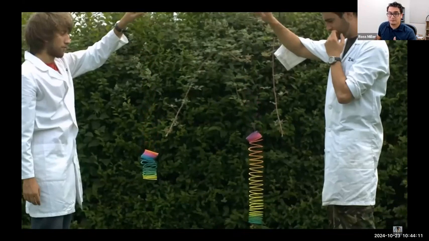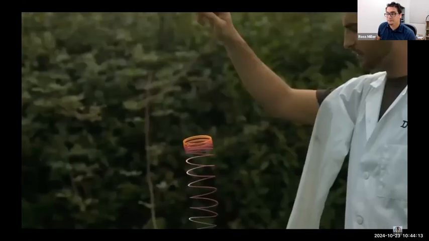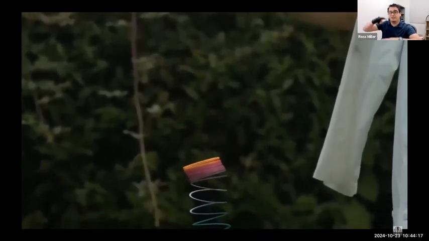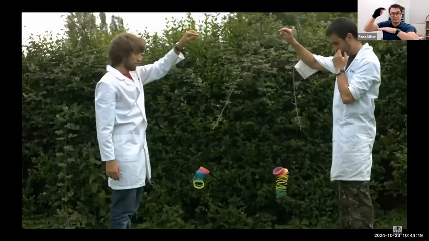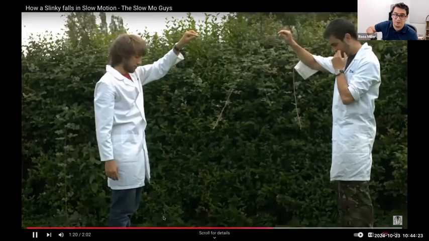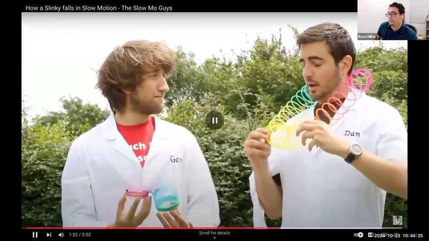So there are forces involved with the slinky. But the whole thing has a tendency to stay there, and then there's a force involved that actually makes it fall.